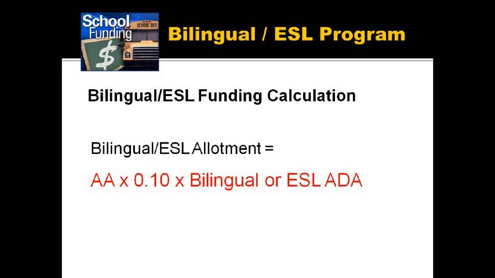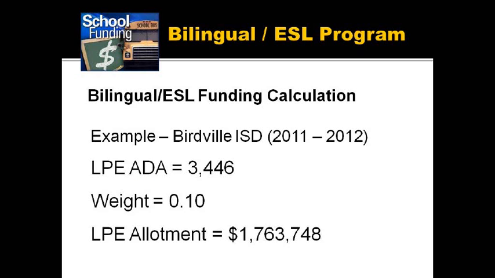To calculate a district's bilingual ESL allotment, the district's adjusted allotment is multiplied by 0.10 and then multiplied by the number of bilingual ESL students in average daily attendance. For example, in the Birdville ISD this year, the legislative planning estimate for ADA in the bilingual program is 3,446. When that number is plugged into the formula, the LPE allotment for budgeting purposes is $1,763,748.